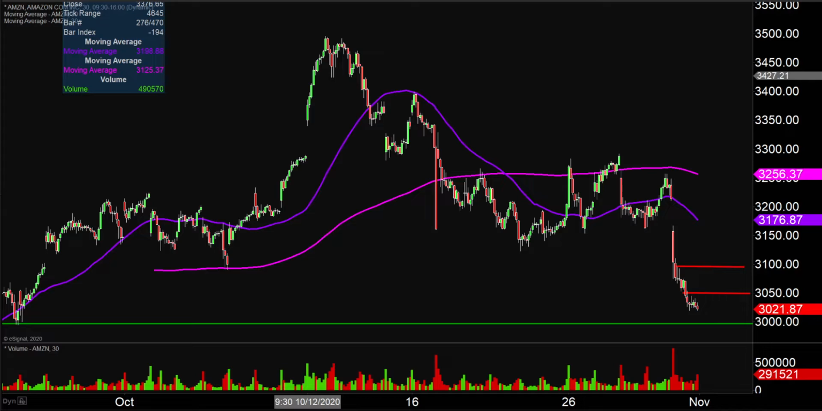But those are certainly going to be the main technical levels to watch from both the support and resistance side of things moving into next week. So let's see how this one continues to play out.